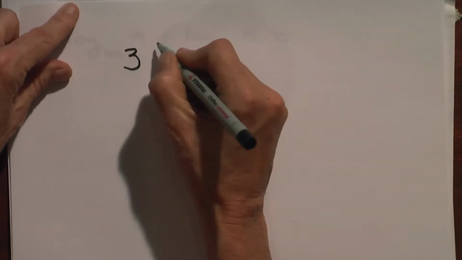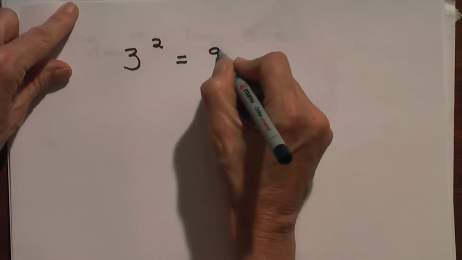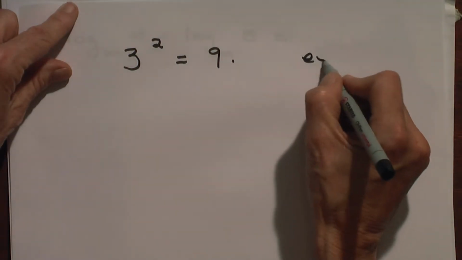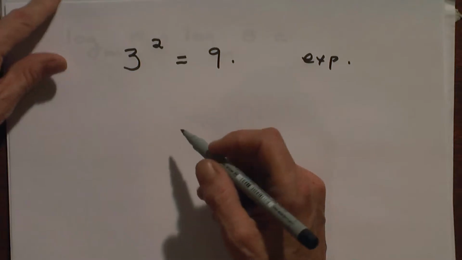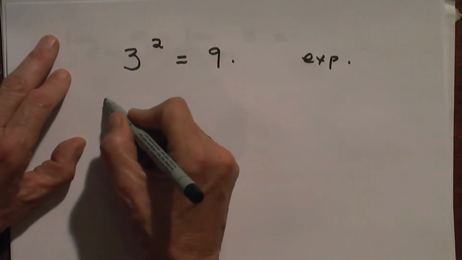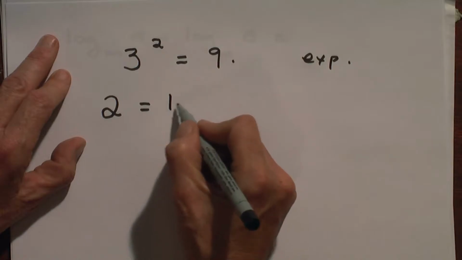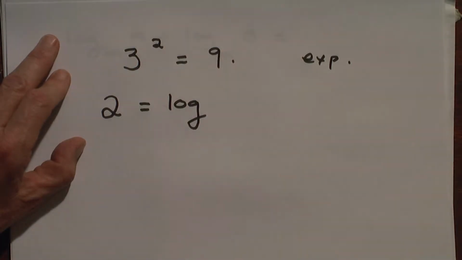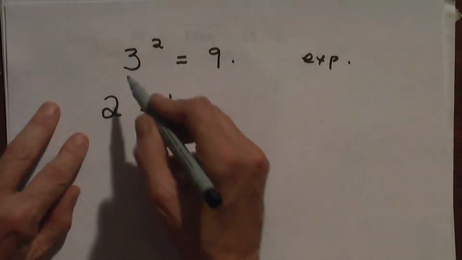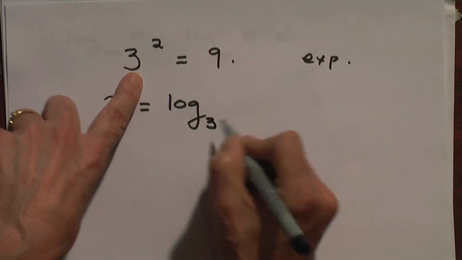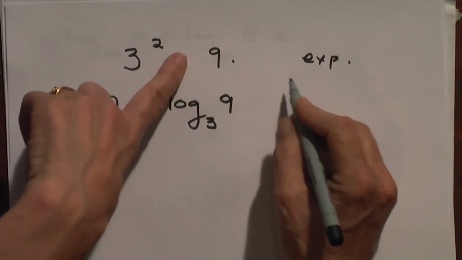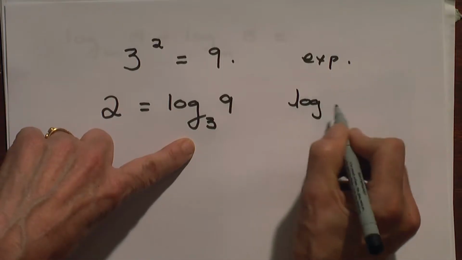Now logs are exponents, so it's the same rule. If I look at it like this to give you a little bit of theory, I've got 3 squared equals 9. That's an exponential equation. I can rewrite that and say 2 is a log. Now, log is a piece of wood, so I've got to explain exactly what happened. It's a log to the base 3 of 9.